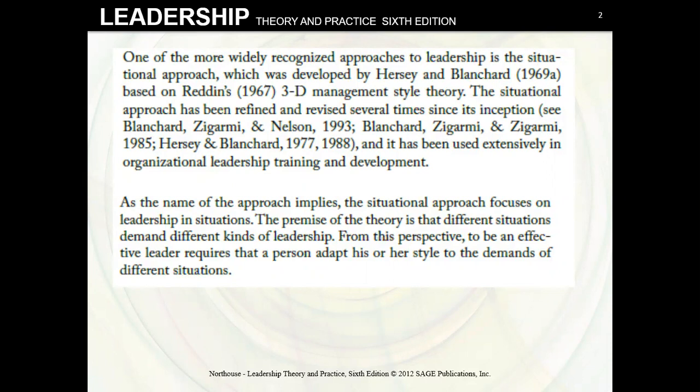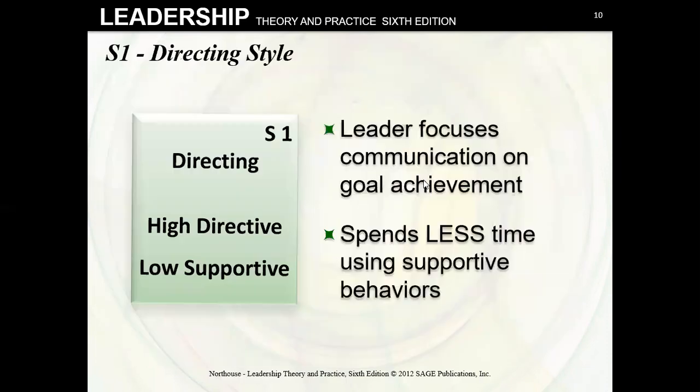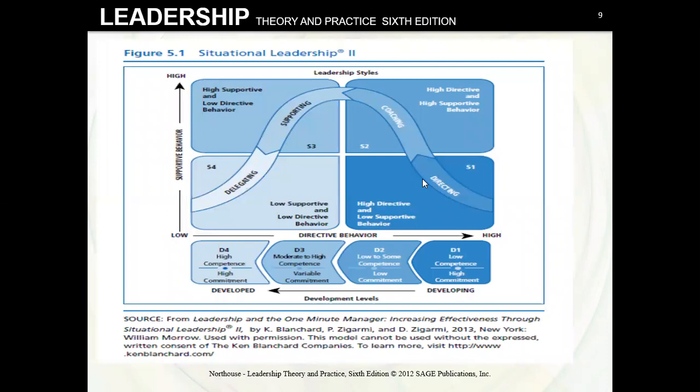The premise of the theory is that different situations demand different kinds of leadership. From this perspective, to be an effective leader requires that a person adapt his or her style to the demands of different situations. We can say in brief that the essence of the situational approach demands that leaders match their styles to the competence and commitment of the followers. Effective leaders are those who can recognize what followers need and then adapt their own style to meet those needs.